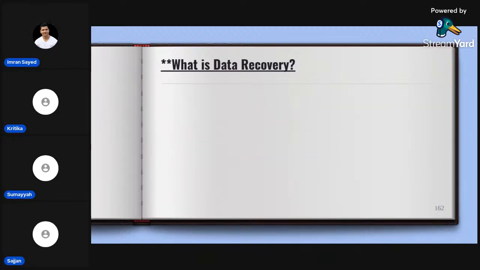Okay. Kritika, give me one point about what is data recovery. Data recovery is the process of recovering data in the case when there has been a natural calamity or system failure or for some reason we lost data. Okay, that's fine.